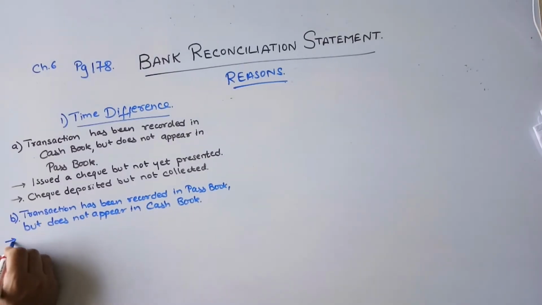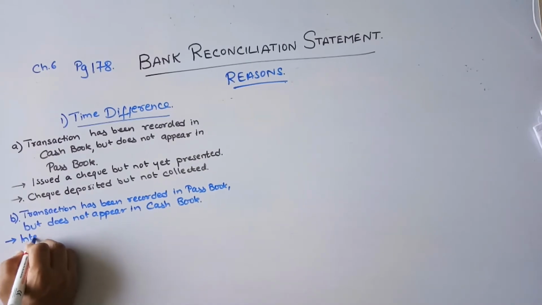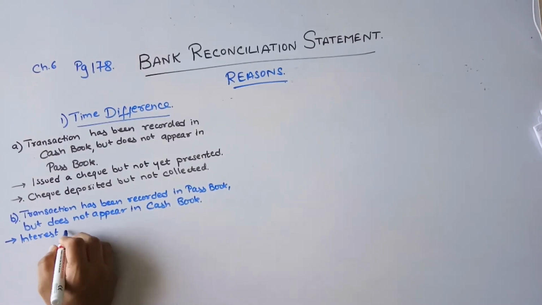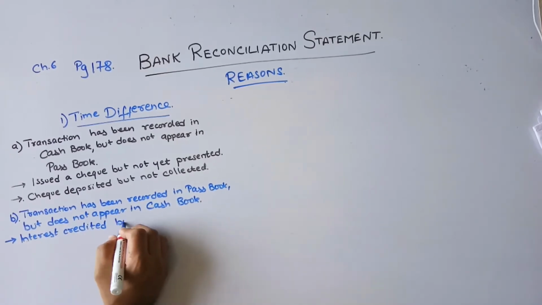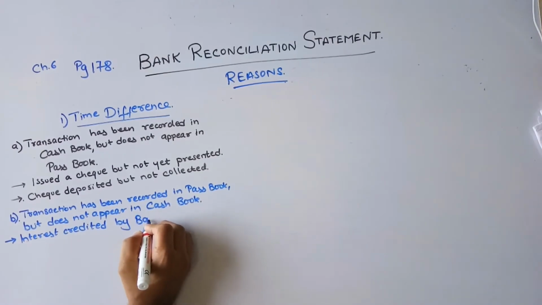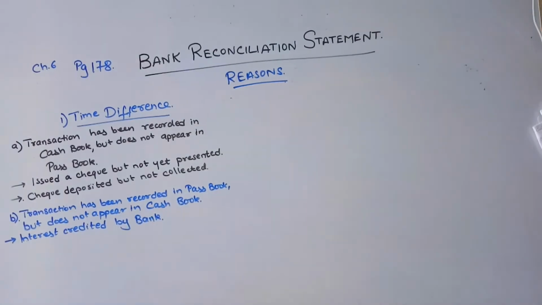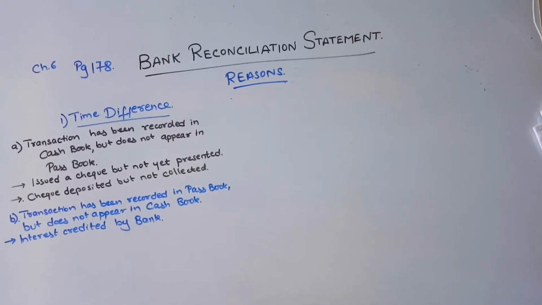Number one, let's say interest credited by bank. Let's say the bank has given us a quarterly interest in our account. Let's say for the quarter ended April, May and June, on the 30th of June, or on the 1st of July, the bank has credited the interest in my account, but I never received the message for that. Neither did I know that the interest had been credited by the bank.